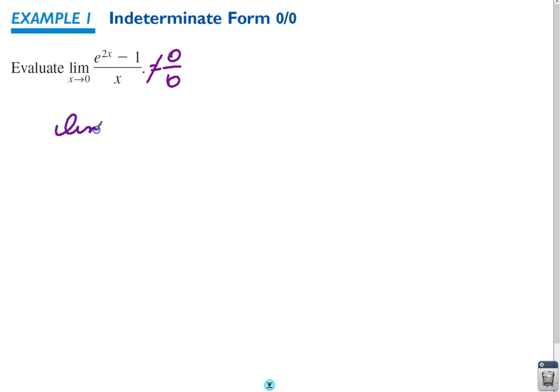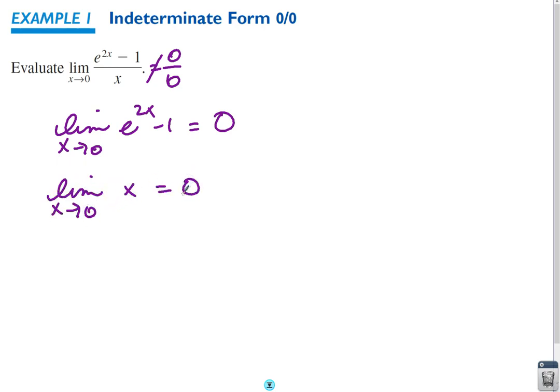So we're going to take the limit as x approaches 0 of e to the 2x minus 1. And we know that that is 0. The limit as x approaches 0 of x is also 0. Because you are considering the top as f and this as g, you're considering them separately. Now we recognize that we can apply L'Hopital's, because I'm going to get the indeterminate form 0 over 0 that we don't like.